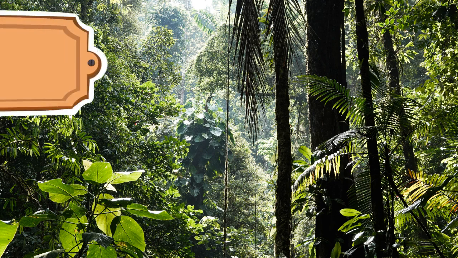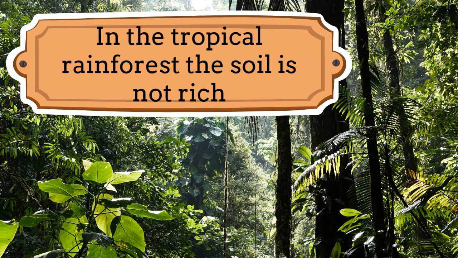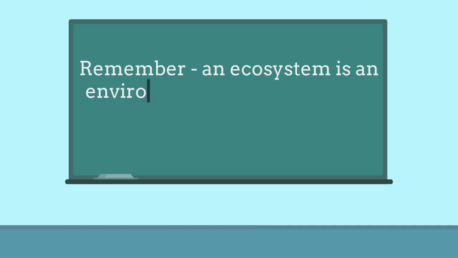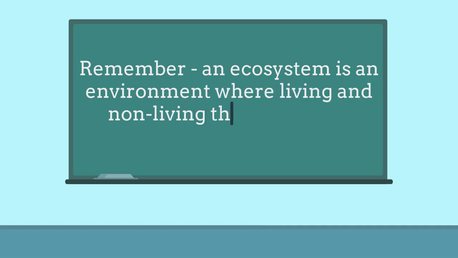Another interesting thing about the rainforest is the soil is not rich, because there are so many plants all over the place. The nutrients of the soil get drained very quickly, so while the soil is much more moist than the desert, the plants are constantly drawing nutrients from the soil. The tropical rainforest biome is home to an amazing ecosystem with lots of life that benefits from all of the rain and the warm temperature. Remember, an ecosystem is an environment where living and non-living things interact. Plants and animals interact with the weather and soil to make a unique ecosystem.